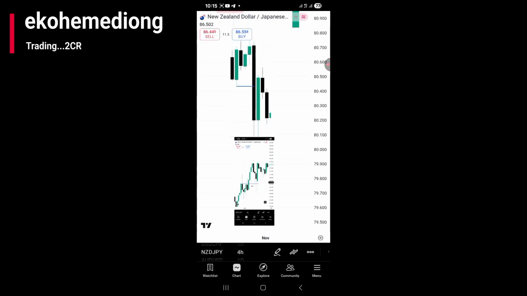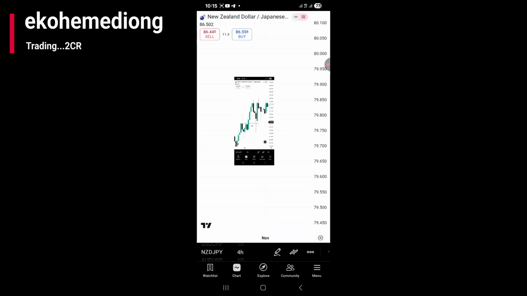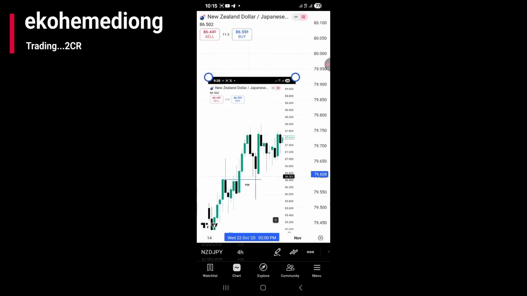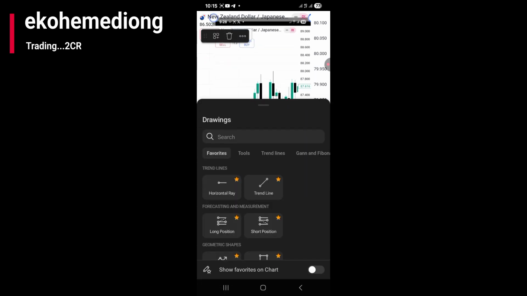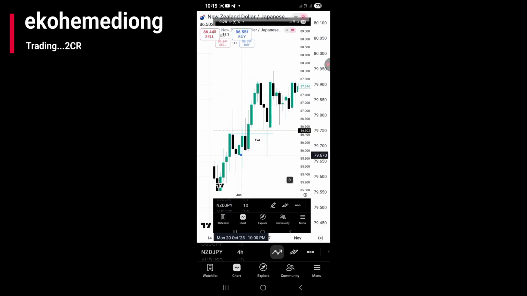Now let's look at another. This is what a respect of a fair value area looks like. Price comes in, takes in, and is respecting this fair value area. Now let's go into what two candle rejection is.